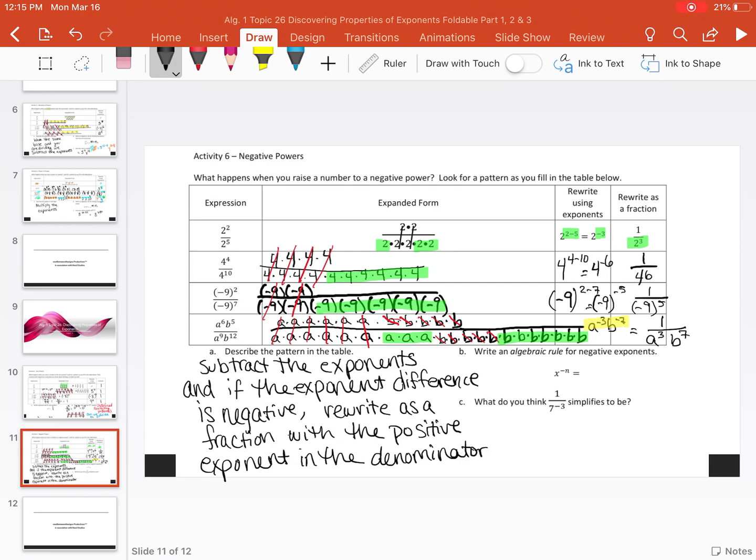So if we were to write a general rule for this, whenever we have a negative exponent, like we have our negative n right here, we're going to write that as 1 over x to the positive n. And this works the other way too. So if we have a negative exponent in our denominator, we can move that to the numerator to become positive. So here, we would end up getting 7 to the positive 3 over 1, or just 7 to the positive 3.